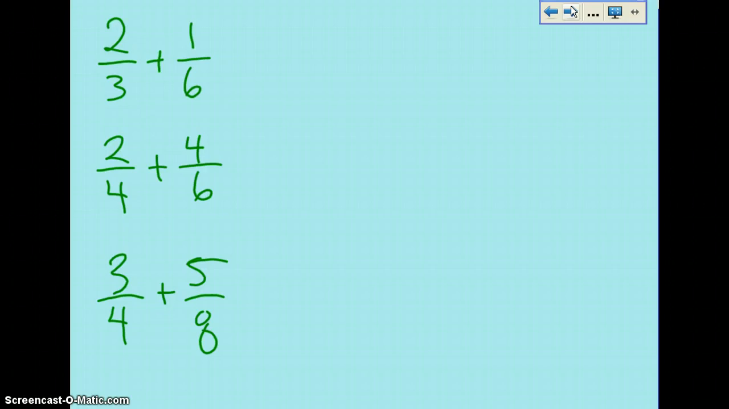Try these ones. See what you can do. And then there's also worksheets that I want you to do on adding fractions. Good luck.